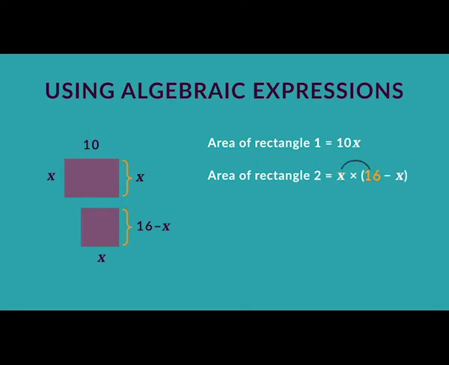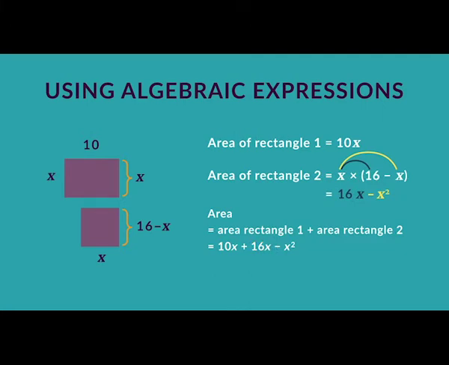Multiply x by the 16 to get 16x. Then multiply x by the minus x to get minus x squared. Remember, to multiply a term in brackets, we multiply each term of the expression in brackets. Now we can add the two expressions together. 10x plus 16x minus x squared. 10x and 16x are like terms, so we add them together to get 26x. This gives negative x squared plus 26x.